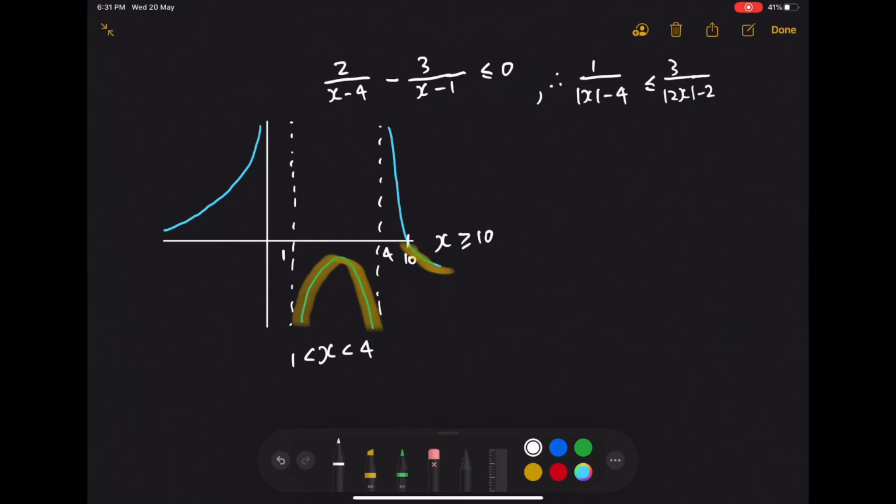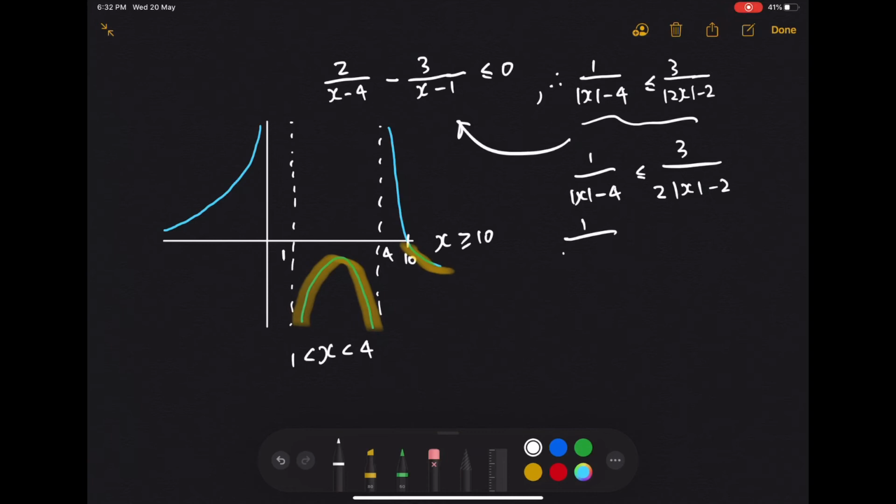So first we got to shift things around. I shift my 3 over x minus 1 to the other side to use the graphing method with 0. But in this case, how are we going to make this to be something like this? Now to do that, we're going to solve this. The first thing, we need to take out the number 2 from the modulus, and then we're going to factorize it. We're going to factorize out the 2. That will get us this.